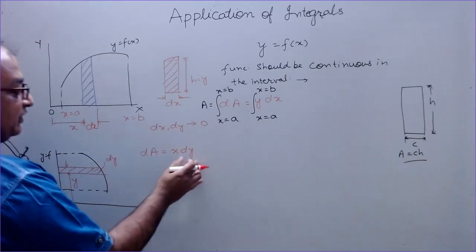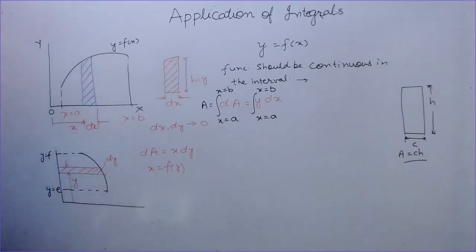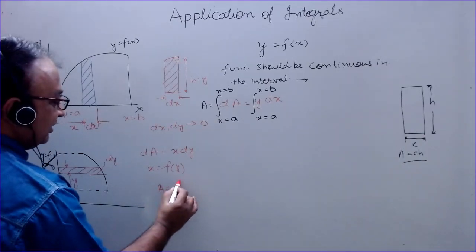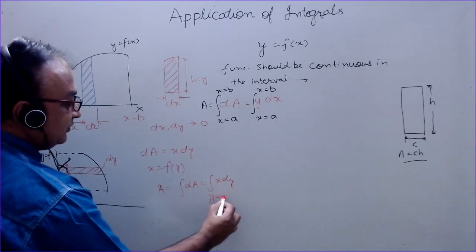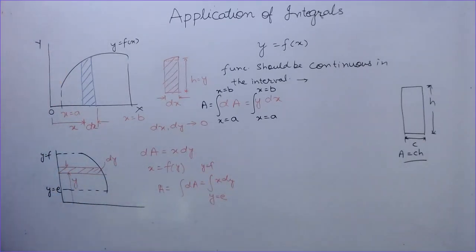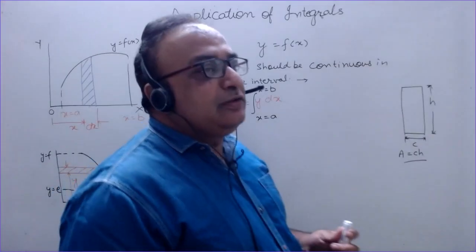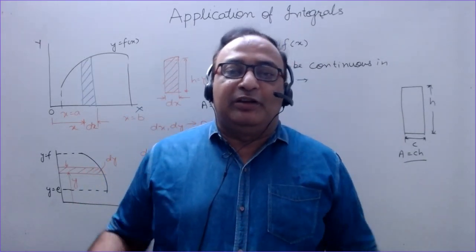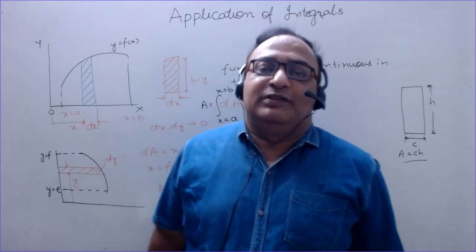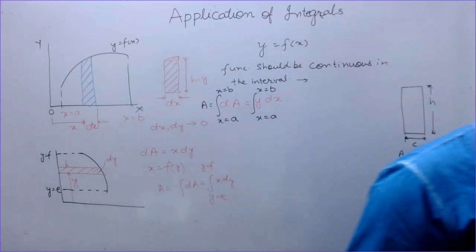You will put x as a function of y because x equal to f(y) is the equation of the curve. So the total area is given by the integral of dA, that is the integral of x dy, where y is varying from the given value e to f. These are the two ways, and you will select the way according to the question which is given, so that we can find the area of the curve. Now some questions have a symmetric curve, like x square plus y square equal to a square, the equation of a circle. We can use both methods. You can calculate the area using either of these two methods and you will get the same answer. So this is how to find the enclosed area.